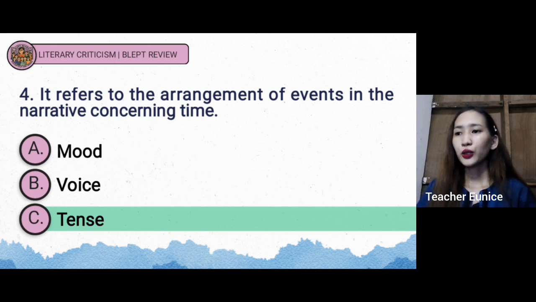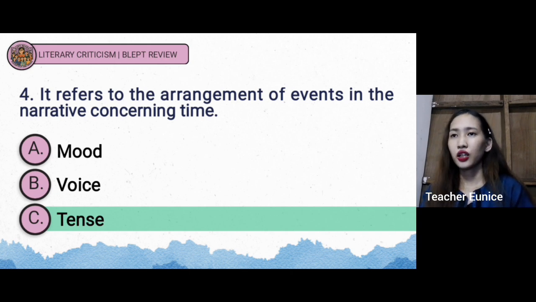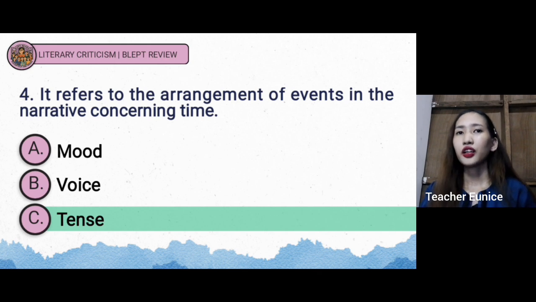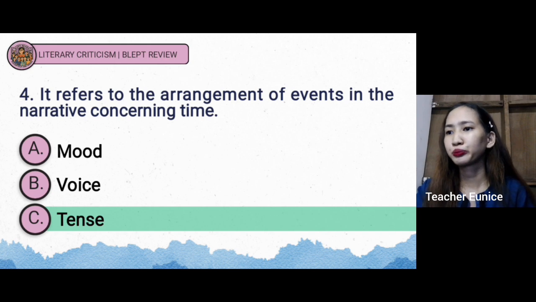So why? Because tense is the arrangement of events in the narrative with respect to time. So that arrangement involves the notions of order, duration, and frequency. And then, mood is the atmosphere of the narrative created by distance and perspective. And the voice, of course, refers to the voice of the narrator. So let's move on to question number 5.